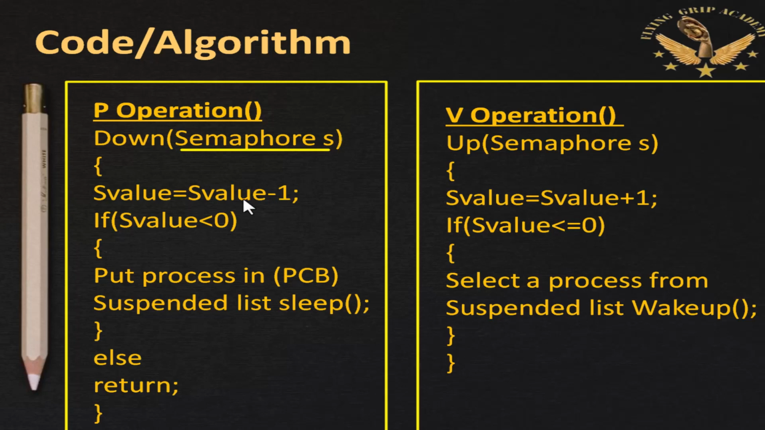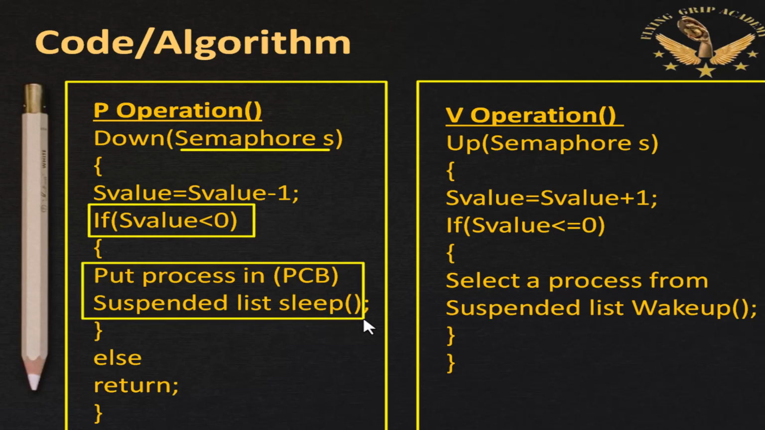Now what is going to happen? The S value will be decremented by 1. For example, if the semaphore value is 3, the value of the semaphore will be decremented by 1 and becomes 2. If the value is less than 0, for example minus 1, then the process is put in the process control block. It means it will go to the sleep state or wait state.